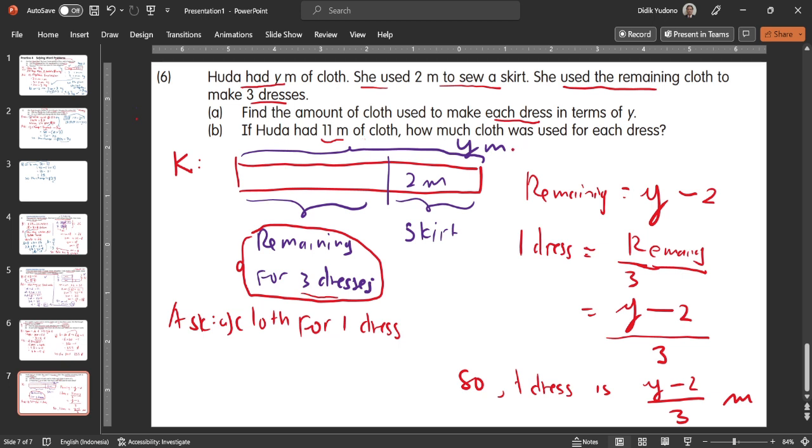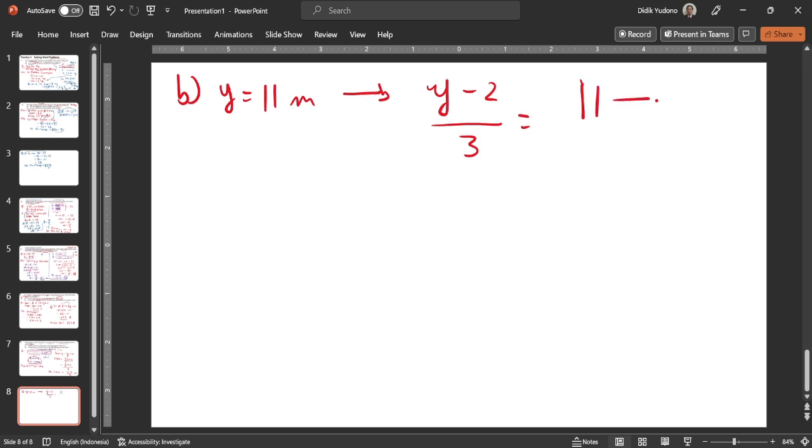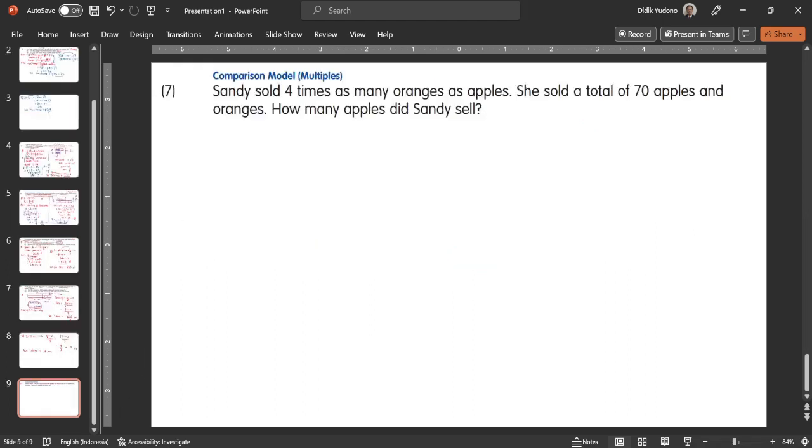And then part (b): if Huda had 11 meters of cloth, means Y equals 11 meters. Let's solve this problem. We put it into the algebraic expression (Y minus 2) per 3. So 11 minus 2 is 9, per 3, which is 3 meters. So one dress is 3 meters.